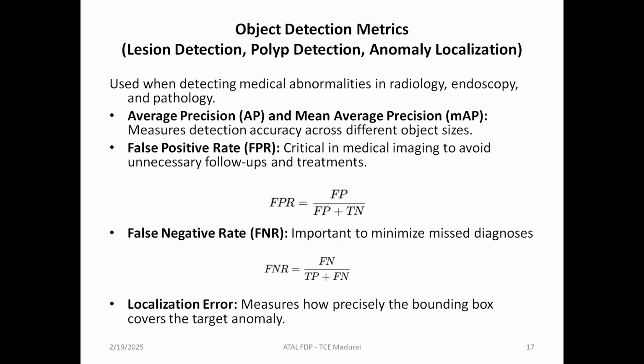Then again, for problems like lesion detection or anomaly localization, or for a particular object we want to detect in medical image processing, we can make use of metrics like average precision, mean average precision, false positive rate, false negative rate, as well as localization error. This localization error will measure how precisely the bounding box covers the target issue. So with the help of these various metrics, we can easily detect the corresponding issues in the medical images.